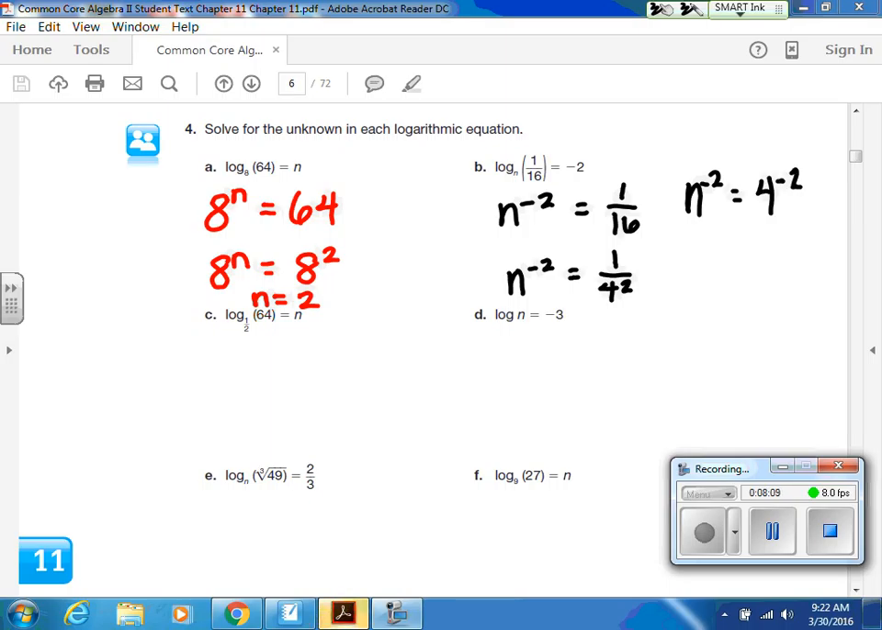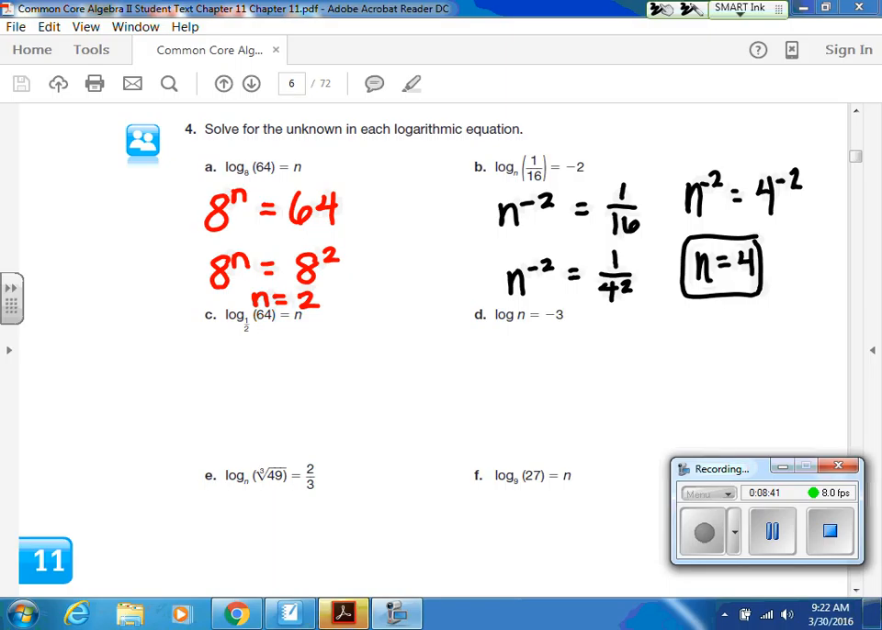Is that a true statement? What's 4 to the negative 2? 1/16. So what does n have to equal? 4, right. So notice again, you don't really need a calculator right now as long as you can recognize the relationships these numbers have. They have some sort of relationship to each other.